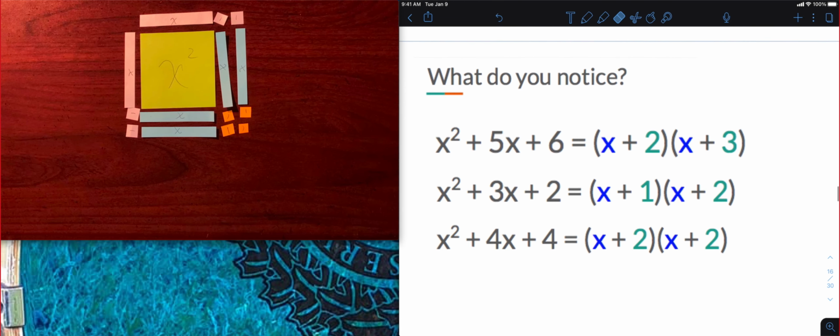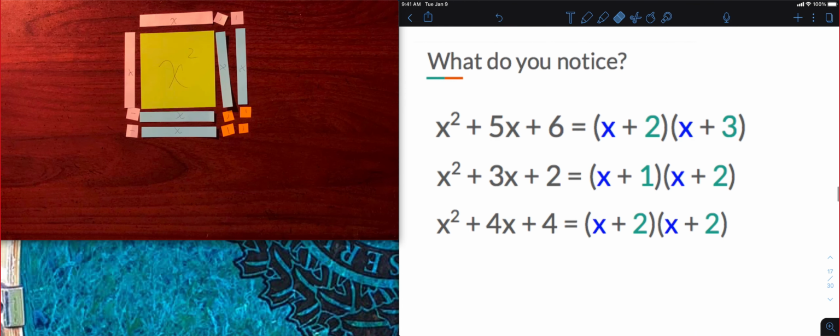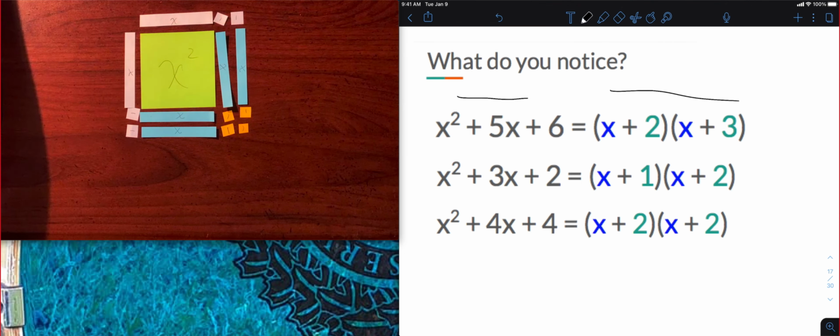So here comes a point now. I want you guys to sit. I'm gonna stop the video here. We've built a few of these. We're gonna try and start transitioning away from the tiles, but I want you guys to spend a little bit of time coming up with what you notice between this side and this side. So just take a couple minutes there. I'm going to stop the video.